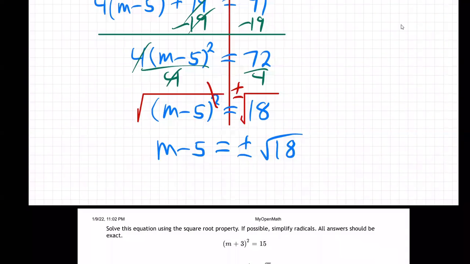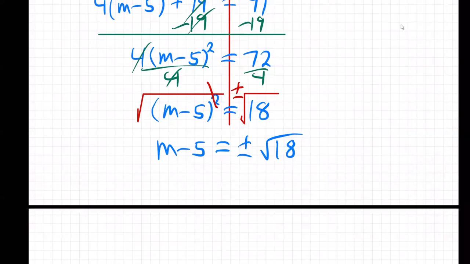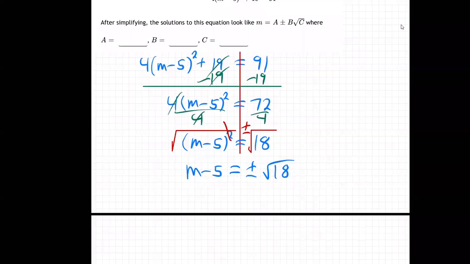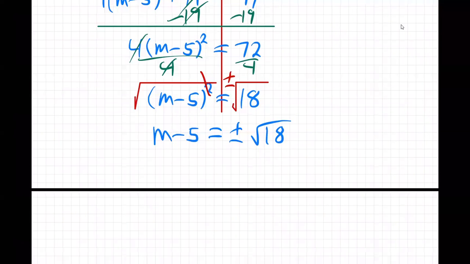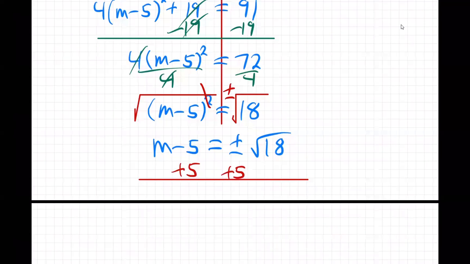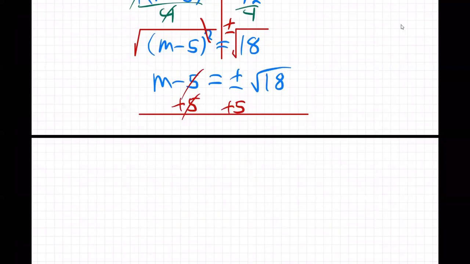Now, we need to simplify that square root of 18. So how do we simplify? Well, here, let's do this. Let's finish up first. First, let's add 5 to both sides, and we'll finish getting m alone. Then we'll simplify the root of 18. So boom, boom. So then we get m equals 5 plus or minus the square root of 18.